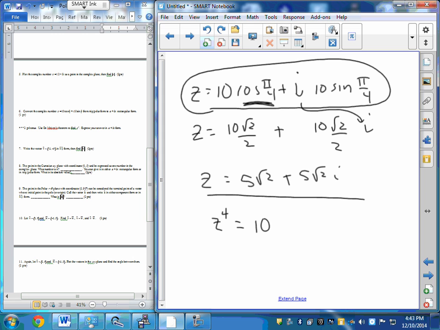You take 10 to the 4th power, that's 10,000. You still have your polar form there, and now you take pi over 4 and multiply that times 4. So 4 times pi over 4. Okay, so this would be 10,000 cis of pi, and that doesn't look terribly hard to do if you wanted to do the bonus.